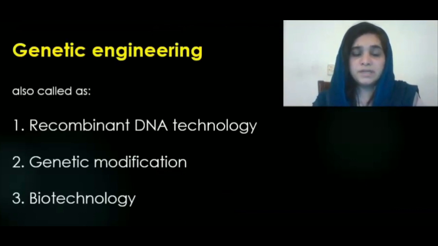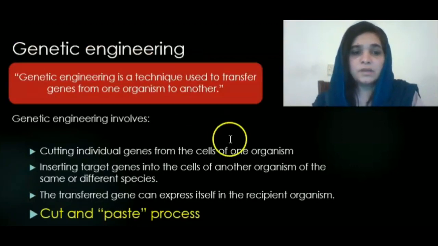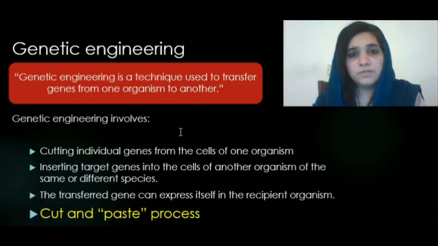Now what is genetic engineering? Genetic engineering is also called recombinant DNA technology, genetic modification, or biotechnology. Genetic engineering is basically a technique in which we transfer genes from one organism to another. Now what is the purpose of the transfer of the genes?